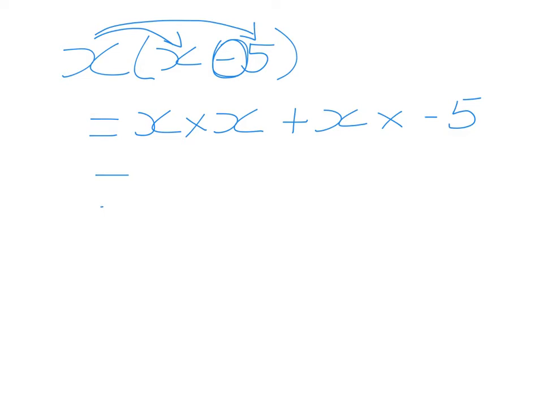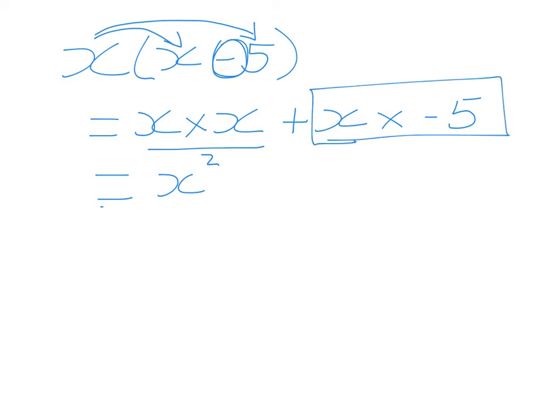Let's do this one first. 1x times 1x equals x squared. Now we're going to do this bit here: x times negative 5. A negative and a positive multiplied together gives us a negative. So let's put in here negative 5x. We can't do anything further. That's expanded as far as it can go.